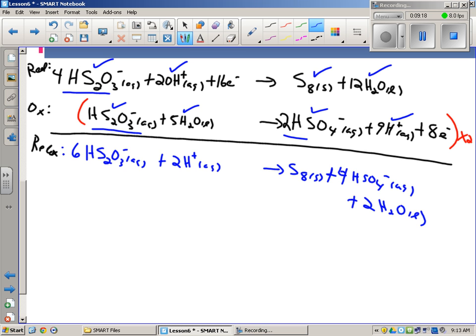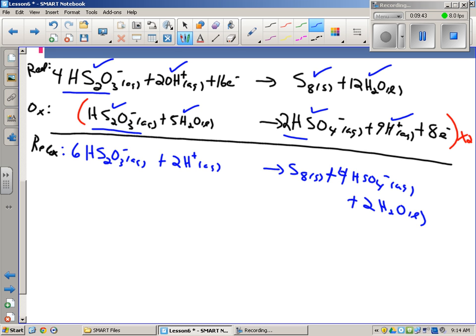Should be balanced. We can double check, and I encourage you to do that, obviously. Make sure you double check. So we got 6 H's, 7, 8. I got 4 there, and another 4 is 8, so the H's are good. I got 12 sulfurs. I got 8 and 4 is 12 sulfurs. That's good. I got 18 oxygens. Here I got 16, 17, 18. That's good. I think that's it for that.